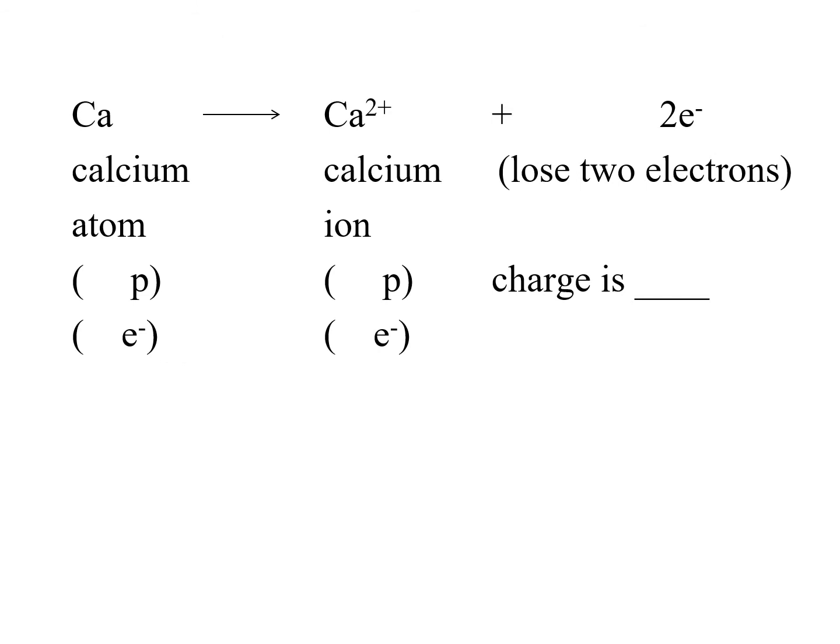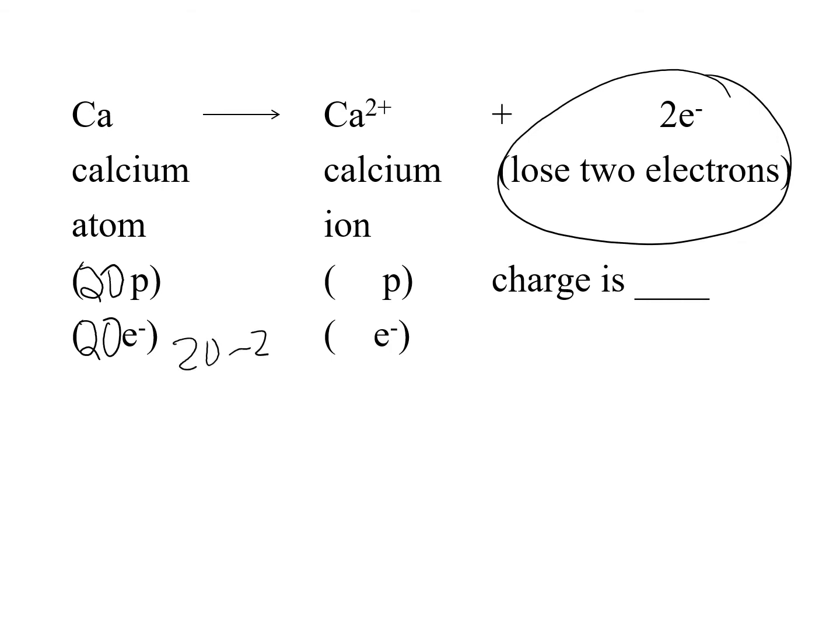Calcium atom has 20 protons and 20 electrons. If we lose 2 electrons, we now have 20 minus 2, 18 electrons. Our number of protons don't change because that tells us the identity is calcium. We end up having 2 more protons than we do electrons, so our charge has to be a +2. So calcium ion is what we end up with.